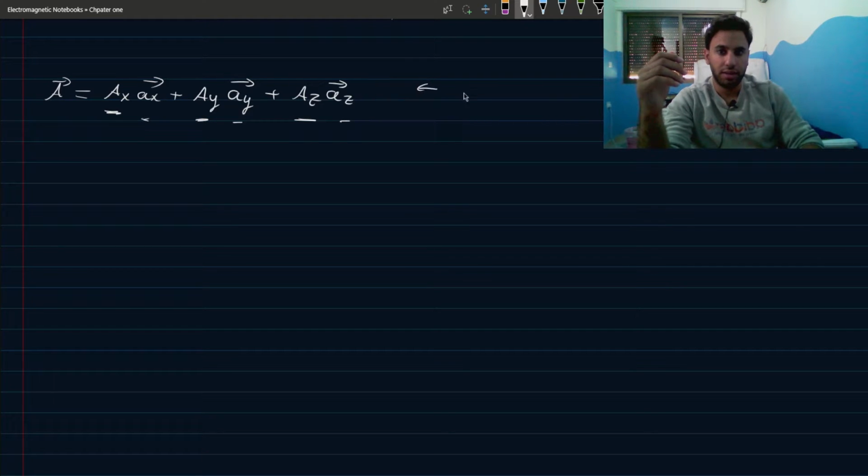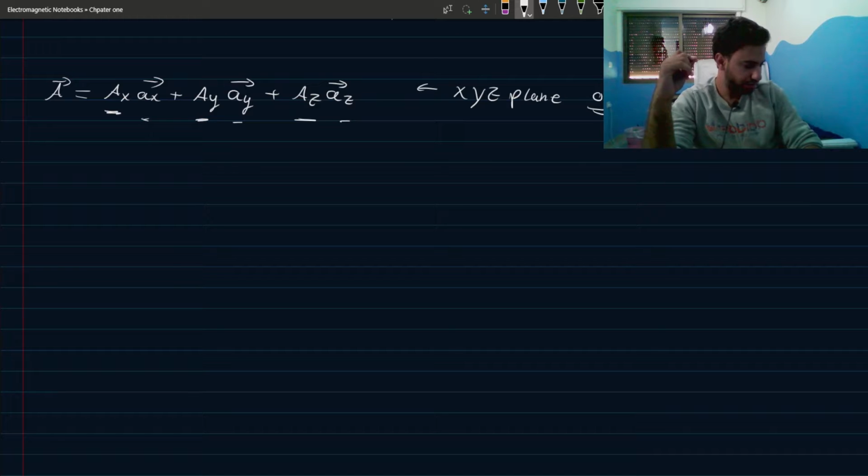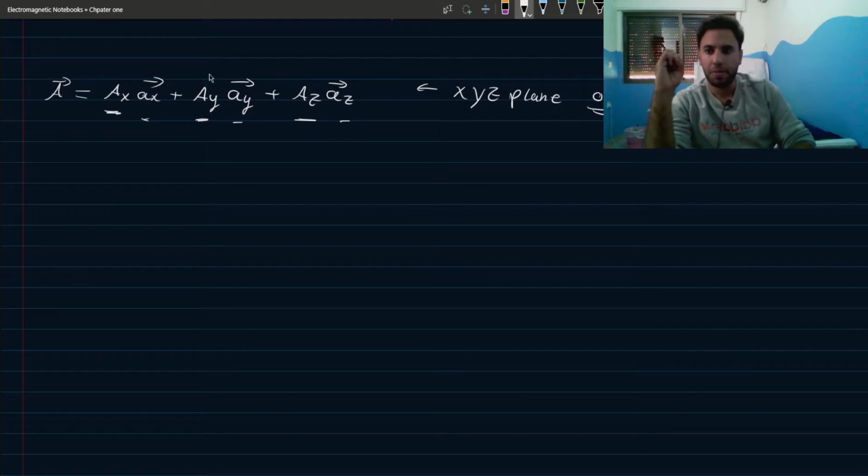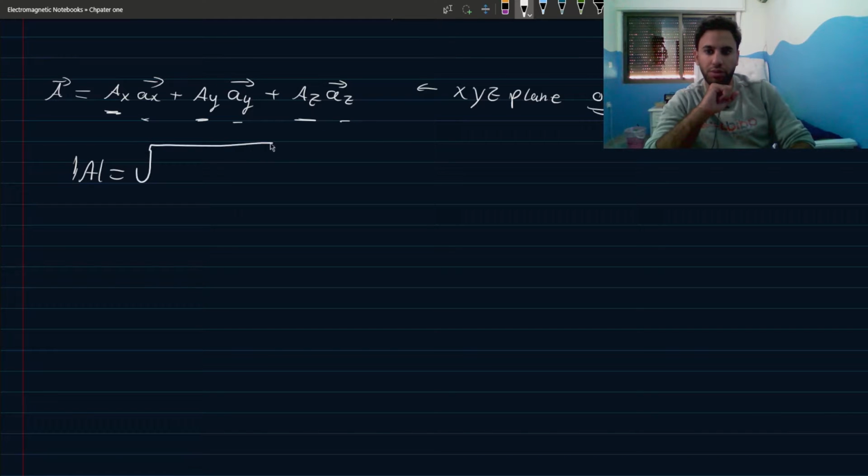And this is in the x, y, z plane, or the Cartesian coordinate. Now, the magnitude of the vector is equal to the square root of ax squared plus ay squared plus az squared.